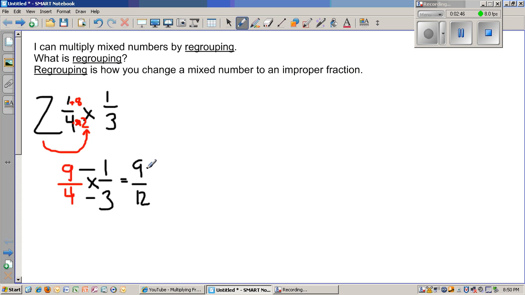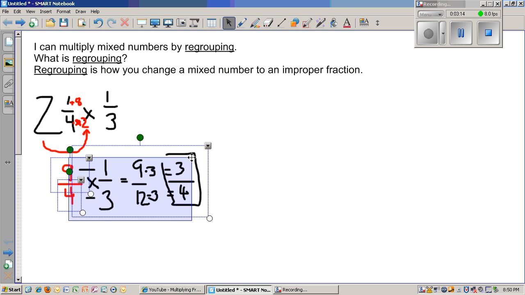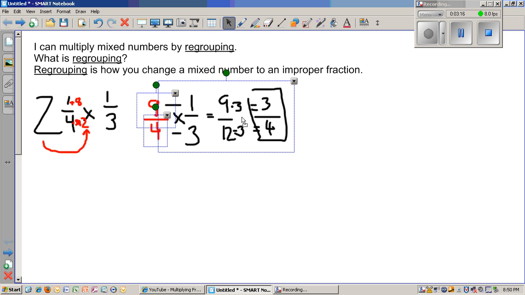Let's see, 3, I know, and 3. So we're going to say 9 divided by 3 is going to equal 3, right? And 12 divided by 3 is going to equal 4. So actually our answer is 3/4. So 2 1/4 times 1/3 equals 3/4. Pretty cool, huh? We're going to call that the old school way with regrouping.